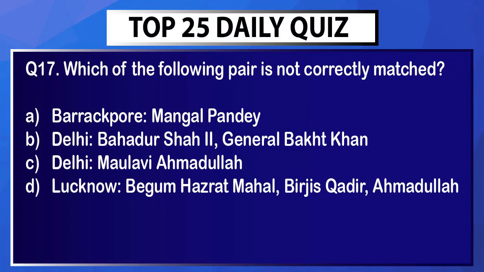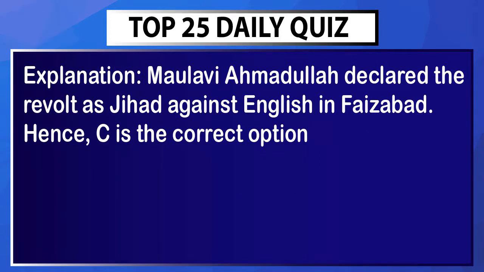Question 17. Which of the following pair is not correctly matched? Option A. Barrackpore, Mangal Pandey. Option B. Delhi, Bahadur Shah II, General Bakht Khan. Option C. Delhi, Maulvi Ahmadullah. Or option D. Lucknow, Begum Hazrat Mahal, Birjis Qadir, Ahmadullah. The correct answer is option C. Delhi, Maulvi Ahmadullah. Explanation: Maulvi Ahmadullah declared the revolt a jihad against the English in Faizabad. Hence C is the correct option.